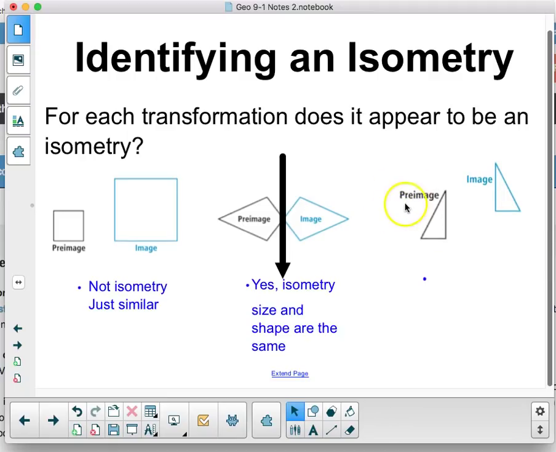And this last one, is this an isometric transformation? The pre-image and image look as if they're the same size. So this too is an isometric transformation. Yes, it's an isometry, size and shape are the same. Remember, what's an isometry? The size and shape are the same. When it's not, then the size and shape are different.